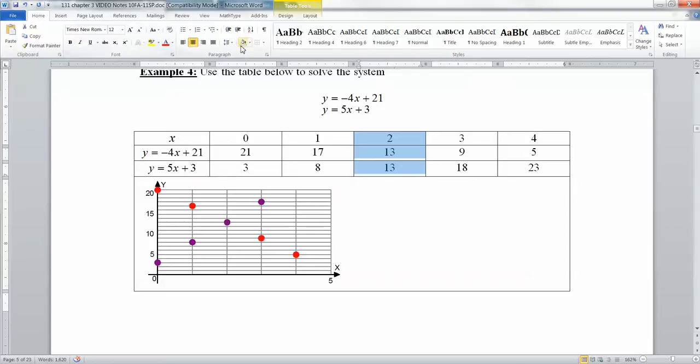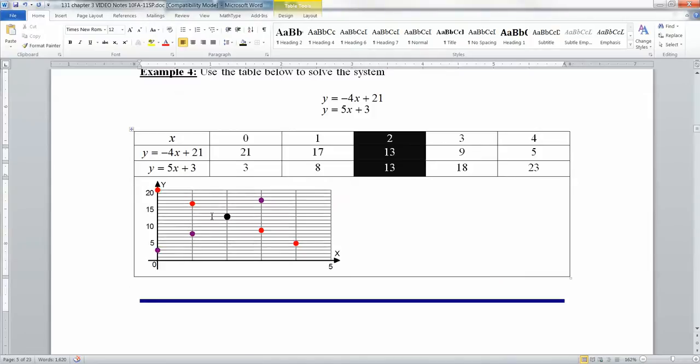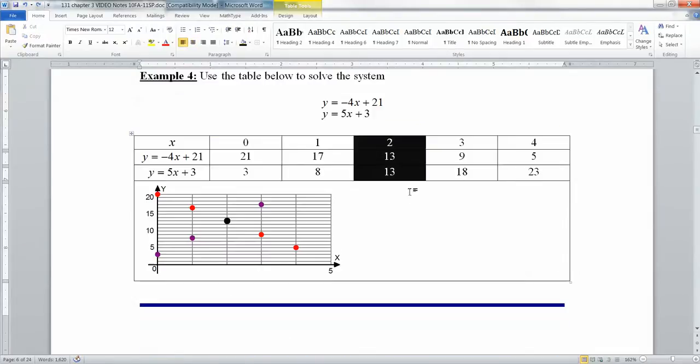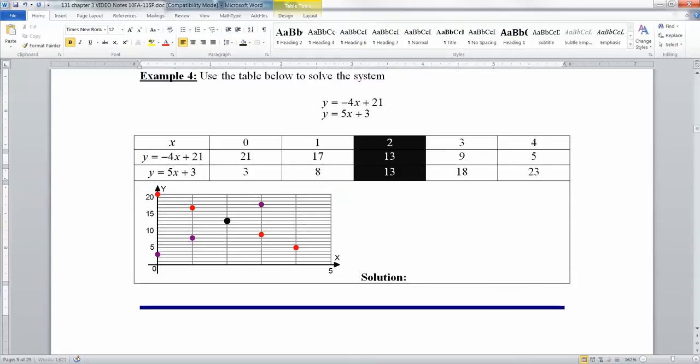See it in the table? Let me make it black. Nice. There we go. So you can see that 2, 13 right there, that's the black dot where they intersect. And you didn't have to draw a picture. I was just drawing a picture to show you what was going on. But the solution for sure is 2, 13. And you did not have to do all this rigmarole to find that.